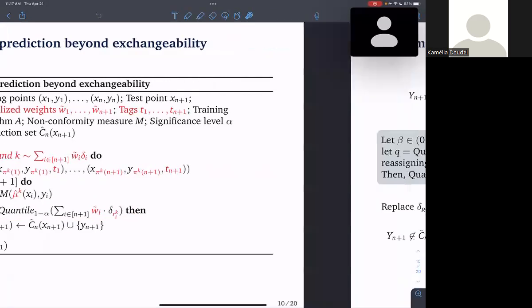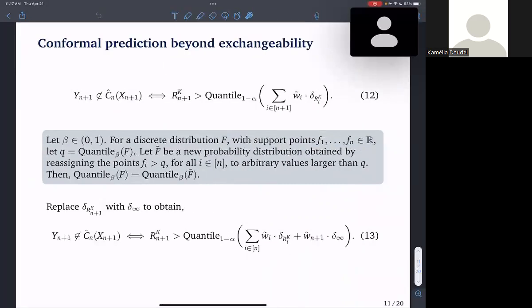I'll go over why this algorithm works. With that algorithm, we know that an error occurs when r_{k,n+1} is greater than your quantile that we had before. That is again by definition. Then we'll replace r_{k,n+1} with infinity in the quantile itself, and you can do that because of this result over here.